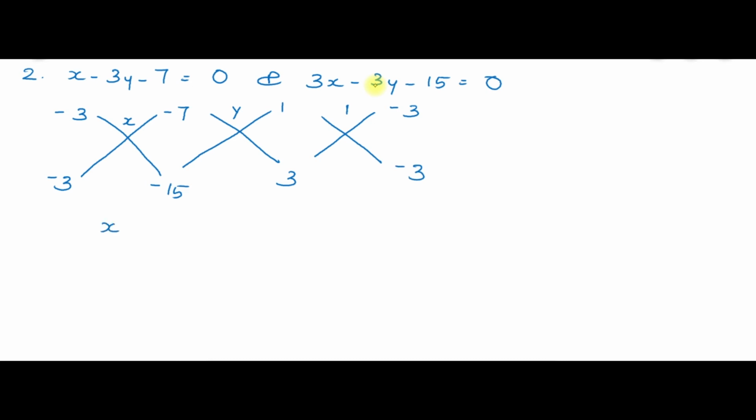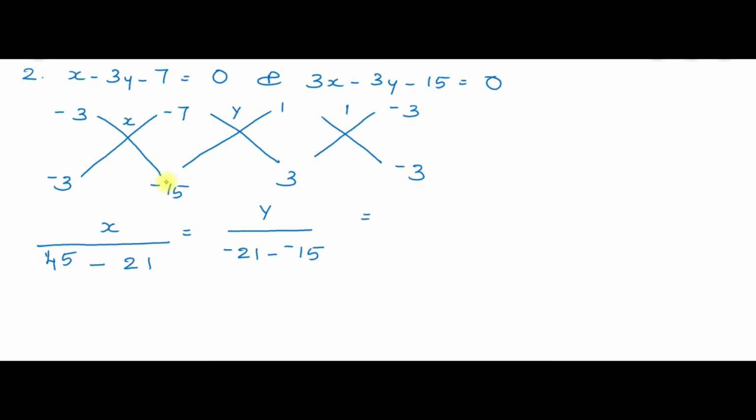Now you are going to write x divided by, you have to multiply in this manner only, that is minus 3 into minus 15, which will give you 45. That 45 you have to write here. Then minus, then only you are going to multiply these terms. Minus 7 into minus 3, which is equal to 21. So 45 minus 21 equal to y divided by, again you are going to multiply from your left side, that is minus 7 into 3, which is equal to minus 21. Then minus 1 into minus 15, which is equal to minus 15.